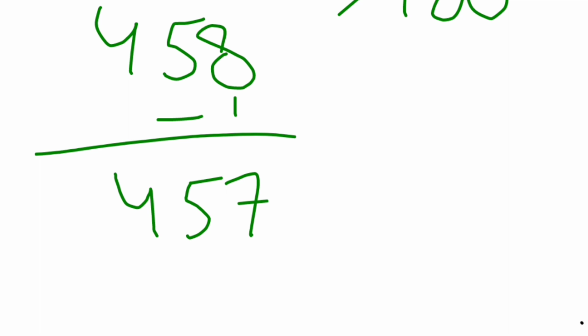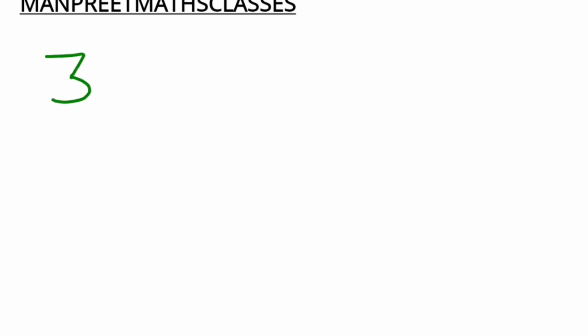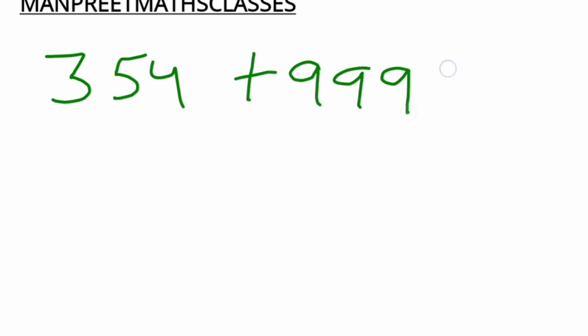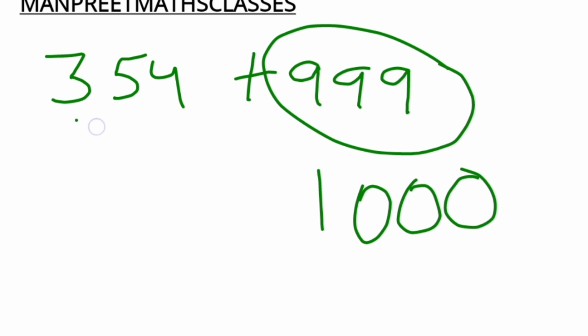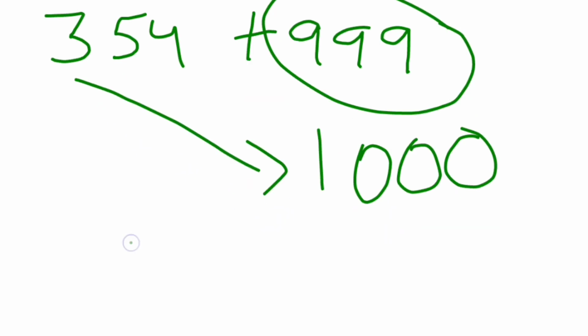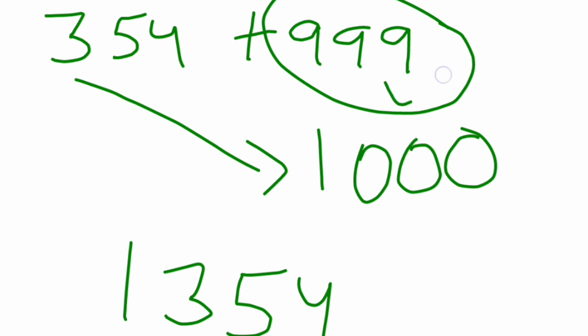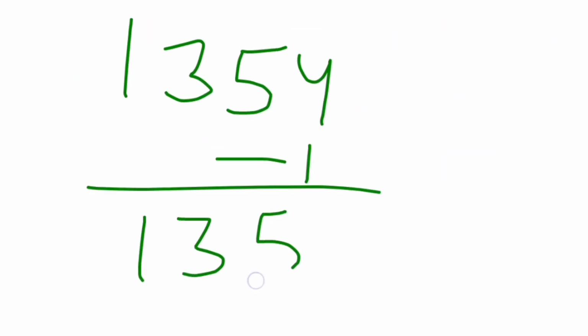Let's take one more example. You have to add 354 to 999. So now the nearest number to 999, which is easy to add, is 1000. So you will add 1000 to 354. So it is easy, 1354. But in the actual question, you have to add 999. So you added a number which is one more than 999. So you have to subtract 1. So 1353 is your answer.